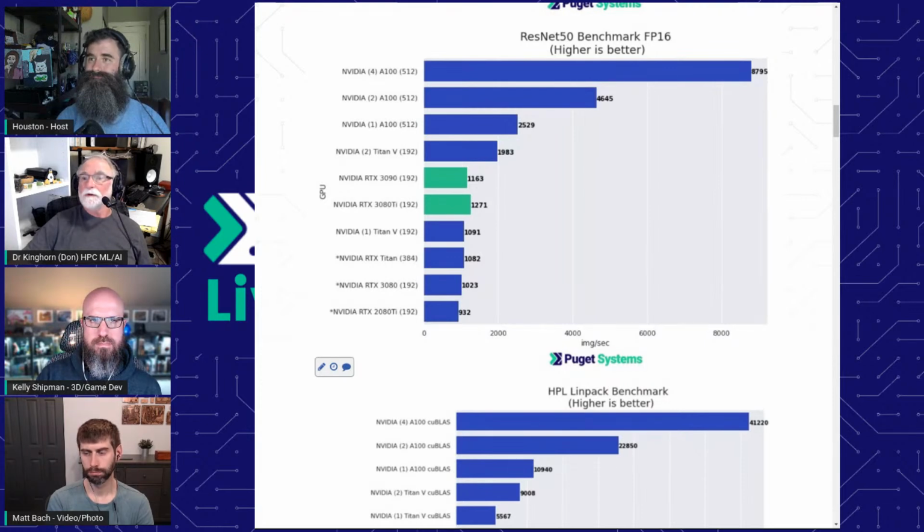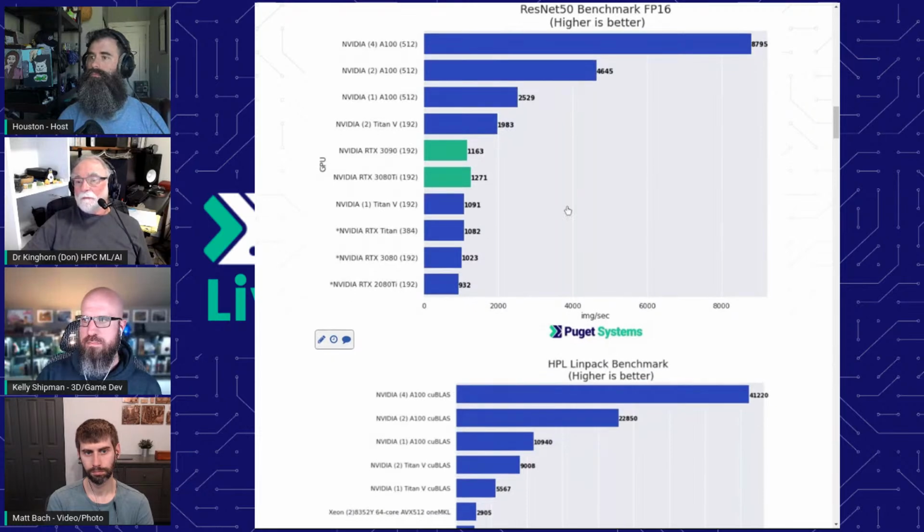It makes a big difference. But anyway, that's what's going on there. So that's the machine learning AI stuff. It's a great card, the 3080 Ti. If you're looking at that, I totally recommend it.